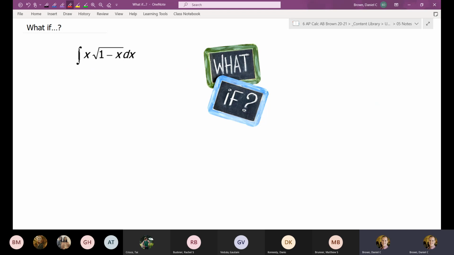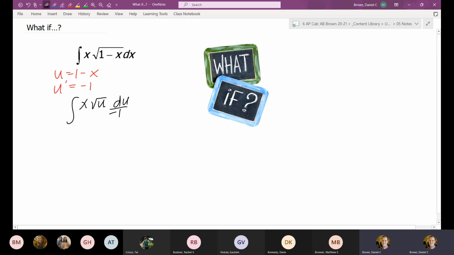I'm going to go ahead and let u be 1 minus x. That's what's on the inside. u prime, the derivative of 1 minus x, is just going to be -1. And now I can go ahead and do my u substitution. So I'm going to have the integral of x, and then that's going to become the square root of u. And then dx is du over u prime.